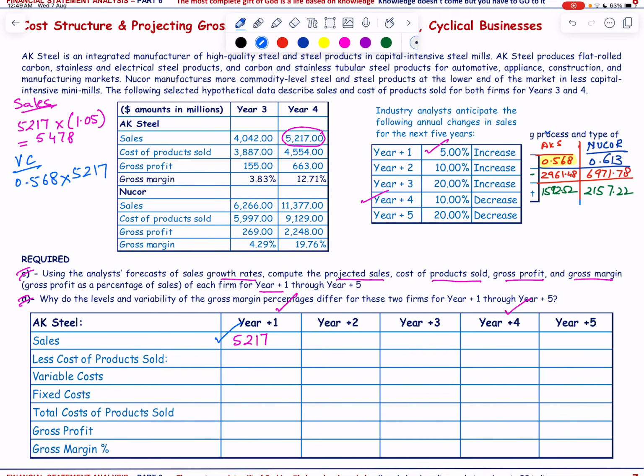Oh, made a mistake here. This will be 5478, and this will be 0.56 times 5478. So this will be equal to 3110.